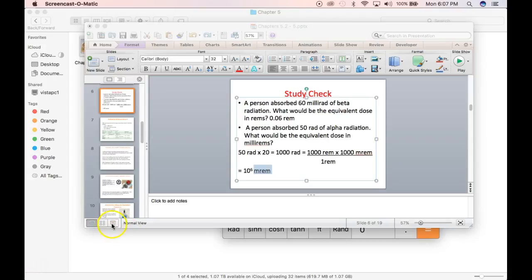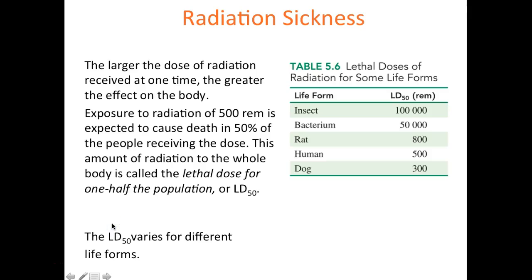So continuing with section 5.3 of chapter 5. Radiation sickness: how much radiation exposure can lead to sickness or, in severe cases, death?